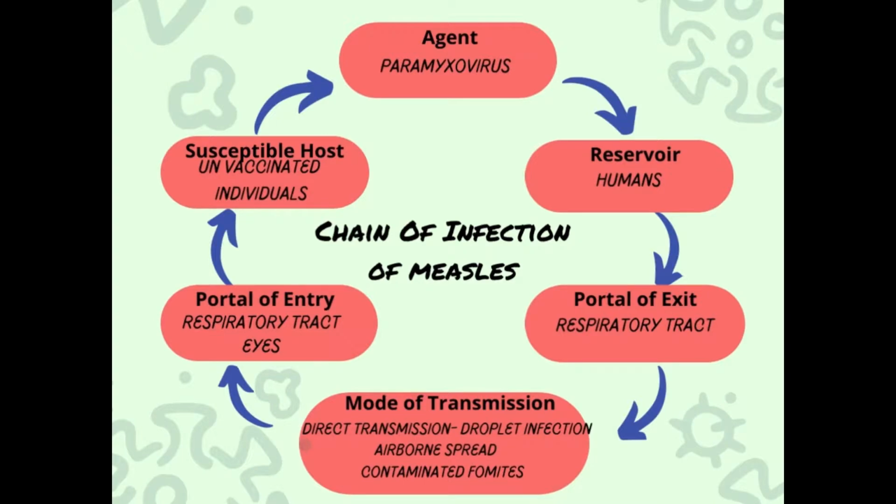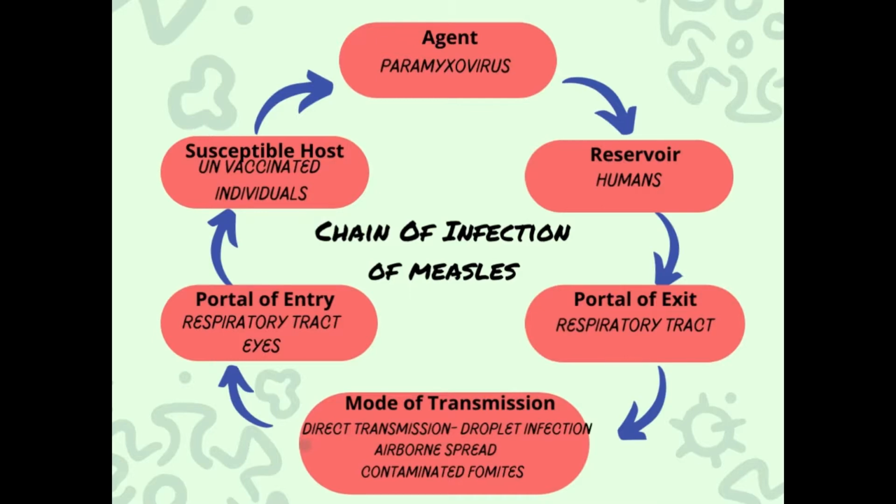In measles, let's say, what is the agent here? For measles, there is a virus, which is paramyxovirus, and humans are the only known reservoir for measles. Portal of exit. So how does measles virus leave the infected person? Well, the portal of exit for measles virus is the respiratory tract in the form of a sneeze or cough. That is the way this measles virus leaves an infected person.